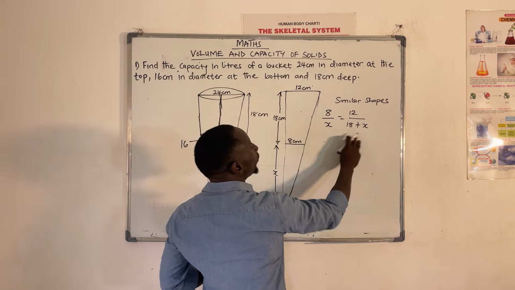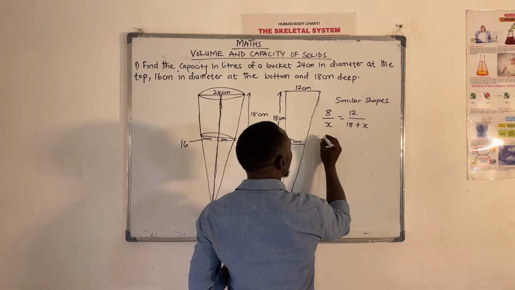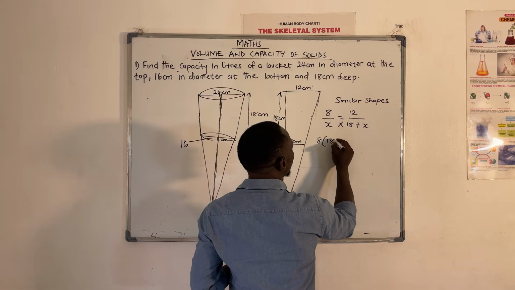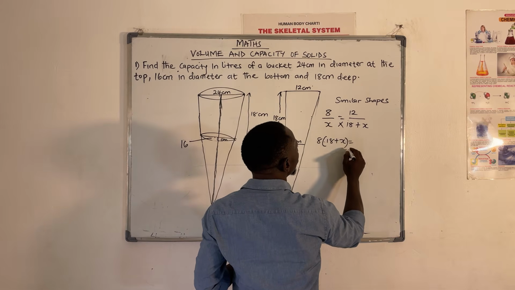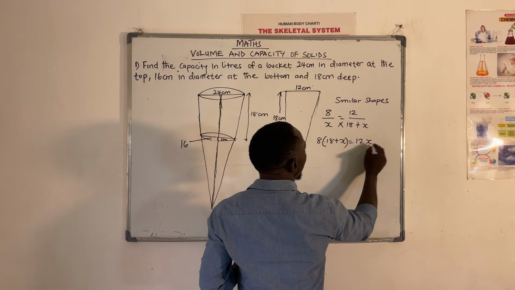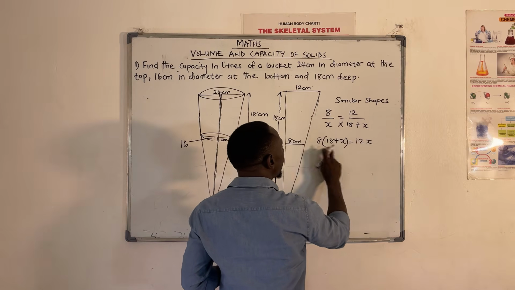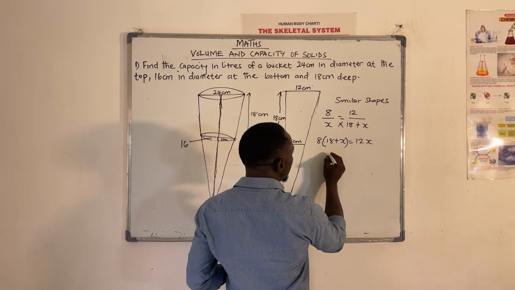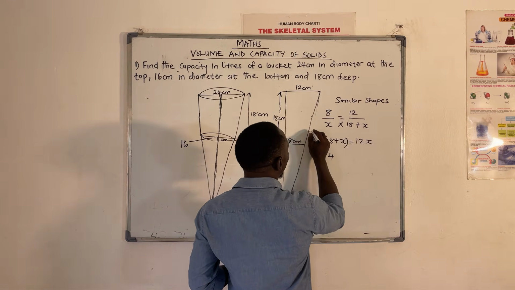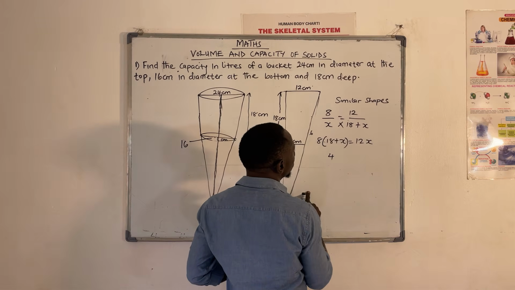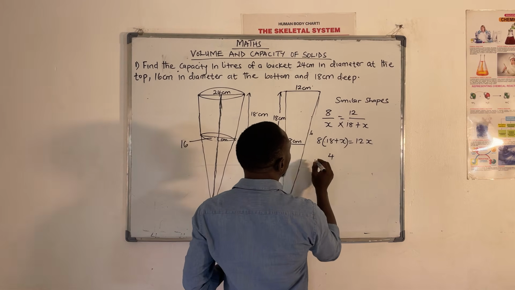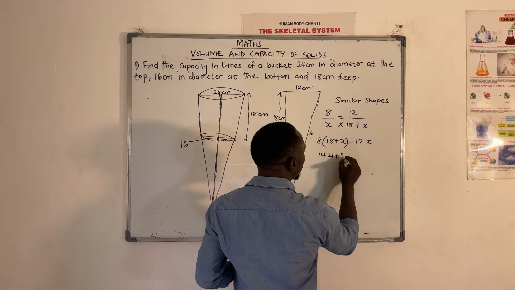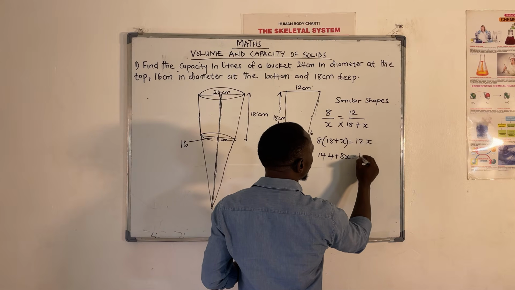So now, to solve this, to find x, I'll have to cross multiply. So what do you have here? If you cross multiply, you have 8 open bracket 18 plus x is equals to 12x. When you cross multiply, you have 12x. Here, when you multiply, 8 times 8 is 64. You write 4, carry 6. 8 times 1 is 8 plus 6 is 14. We have 144. 8 times x, you have 8x.